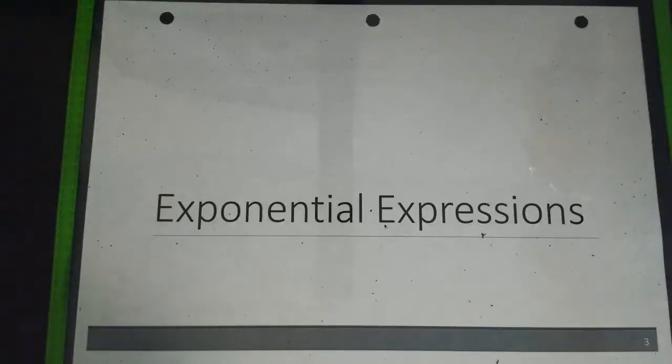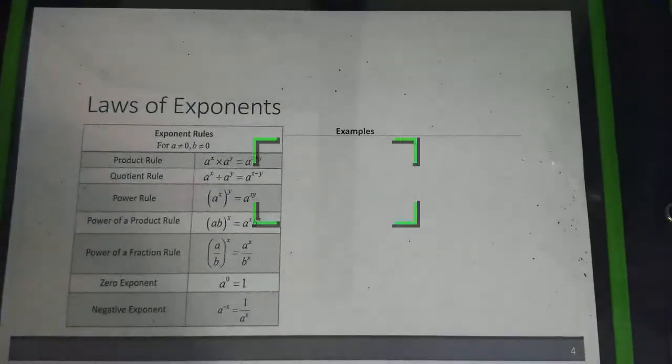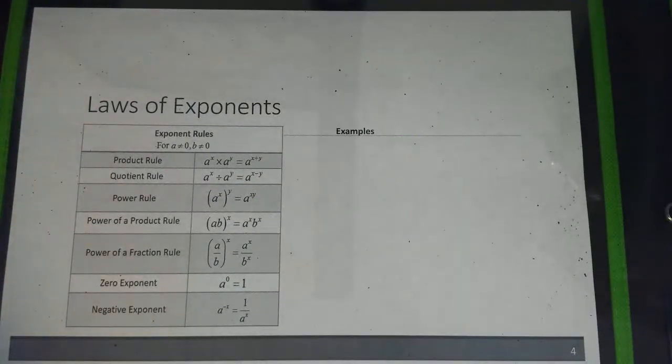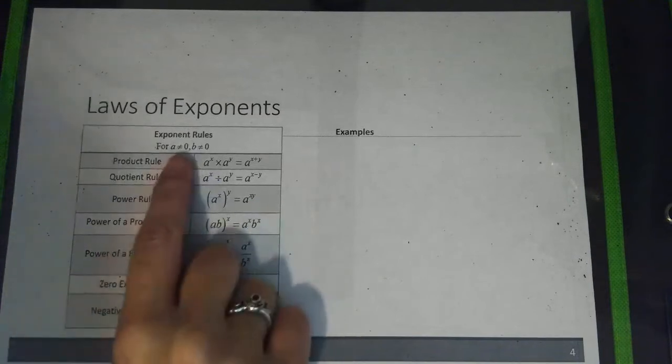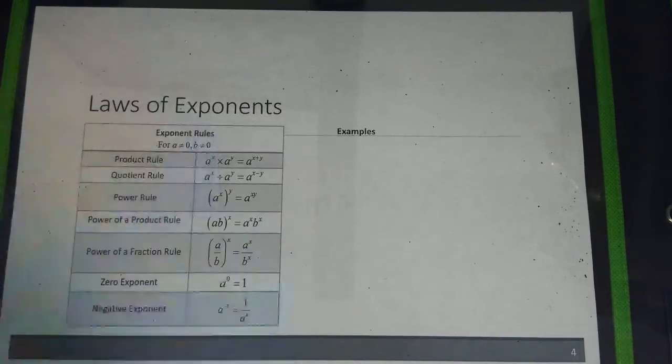In this video, we will be looking at exponential expressions. We're going to start by looking at some laws of exponents. These are going to be true for a not being equal to 0 and b not being equal to 0.